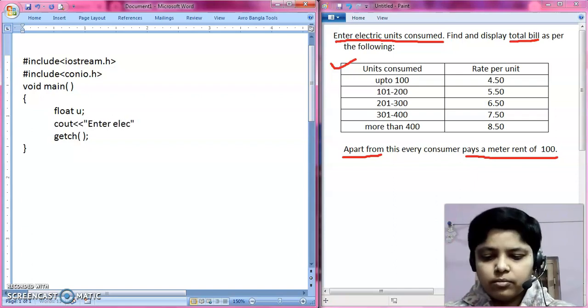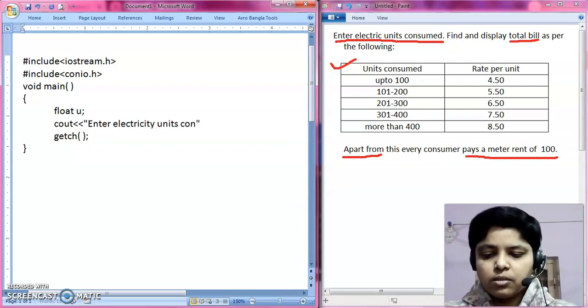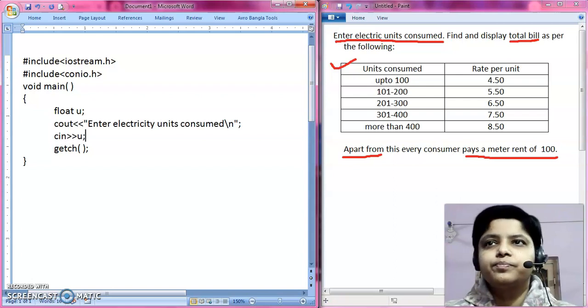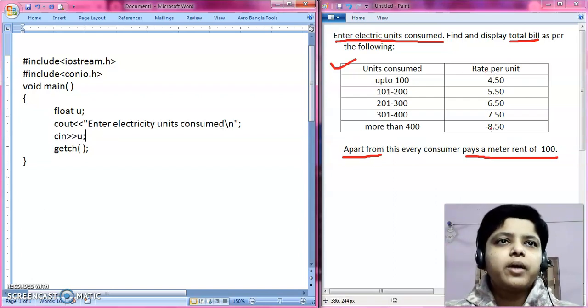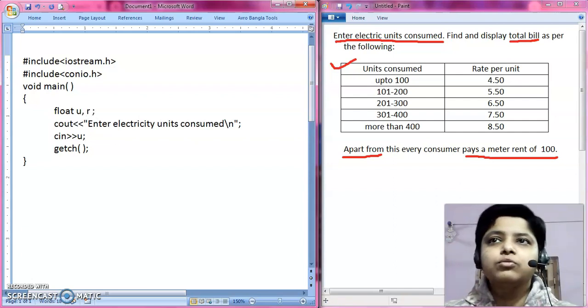Enter electricity units consumed. And using cin, I am taking the input. Now, there is a rate per unit given. As you can see, it is all decimal fractions. So when you store the rate, it will also be a float. So I am going to take a variable r to store the rate.